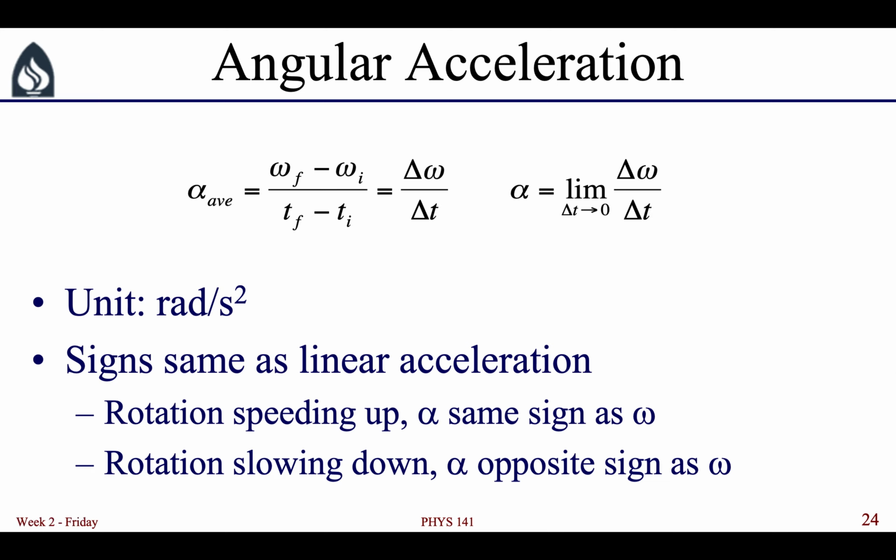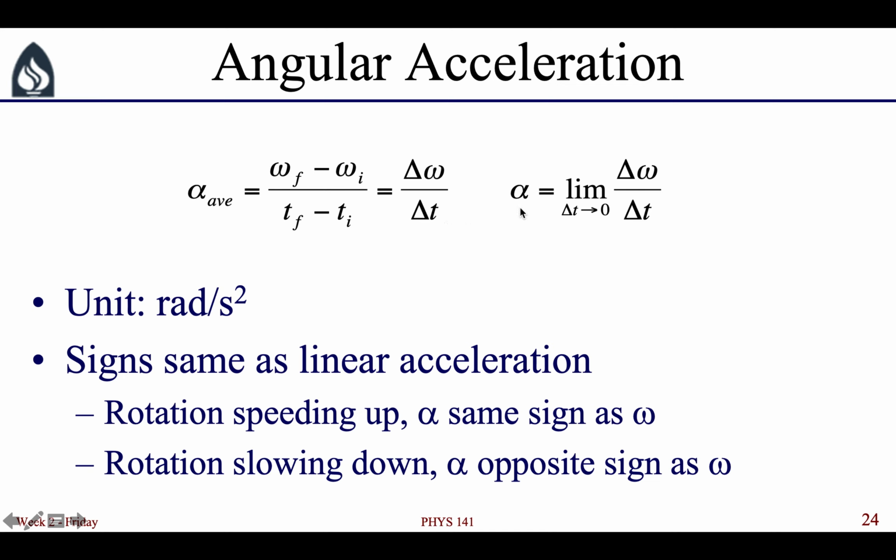Similar to the concept of angular speed, there is angular acceleration. For angular acceleration, we usually use the symbol alpha. So the average angular acceleration, similar to the average linear acceleration, is equal to the change in the angular speed divided by the amount of time necessary to accomplish that change.